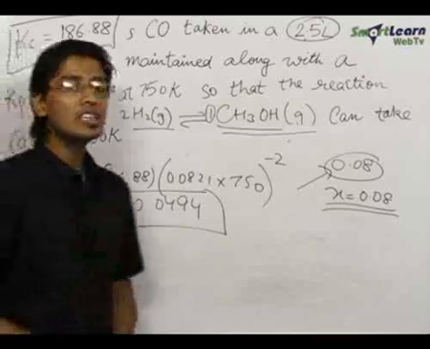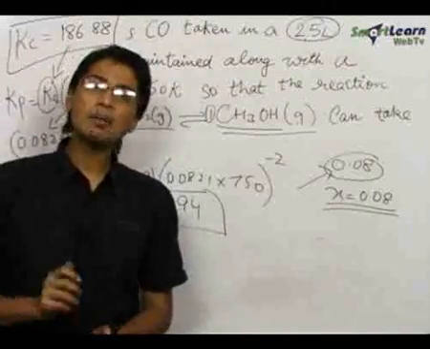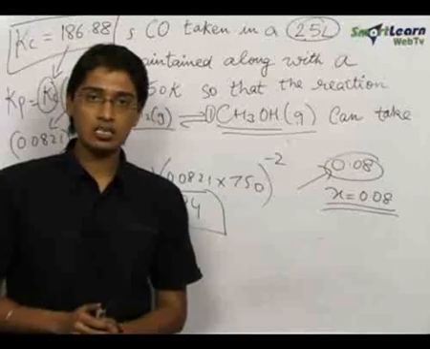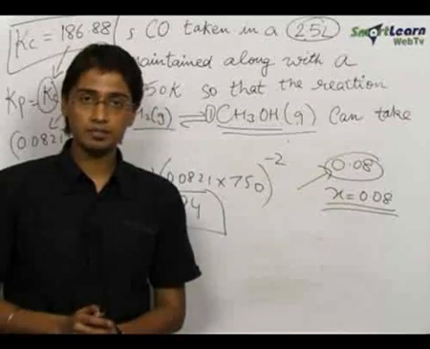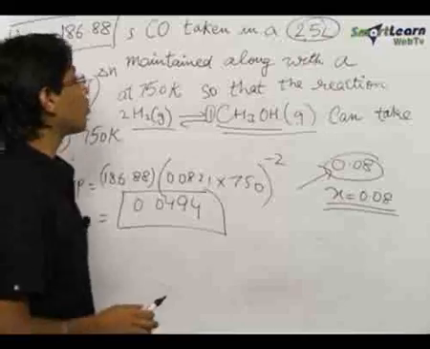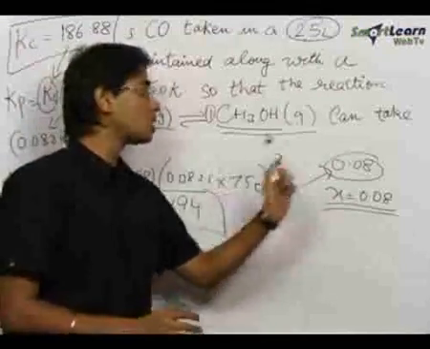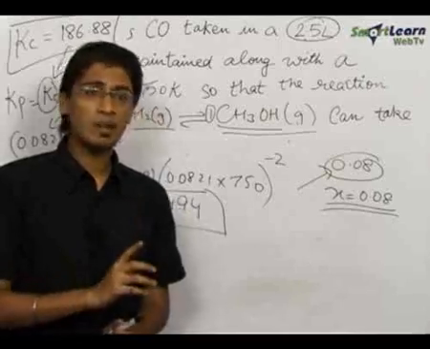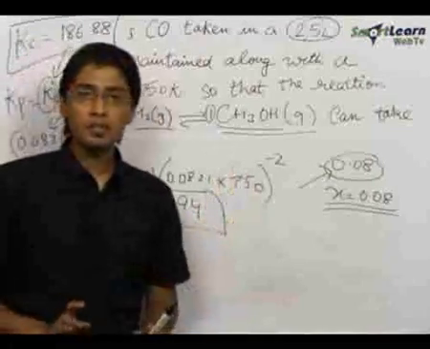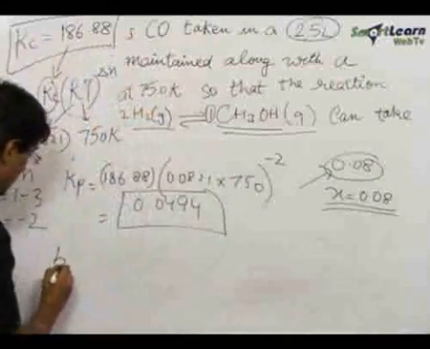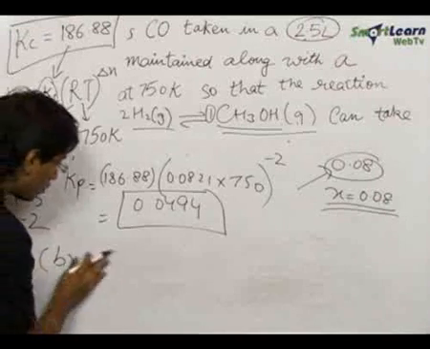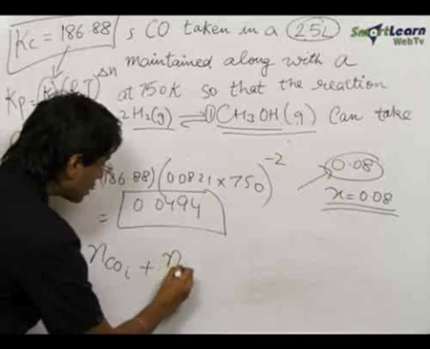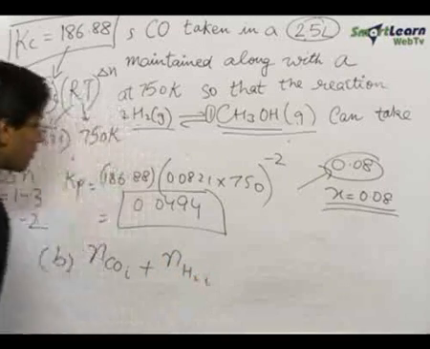In the second part, we are given that the same amounts of carbon monoxide and hydrogen are taken in the flask, but there is a slight change. There is no catalyst involved in this part. What was the role of catalyst? It was causing this reaction to take place, and hence if no catalyst is present, then this reaction will not take place, methanol will not be formed, and hence the total number of moles present at equilibrium will be equal to the initial number of moles of carbon monoxide and the initial moles of hydrogen.